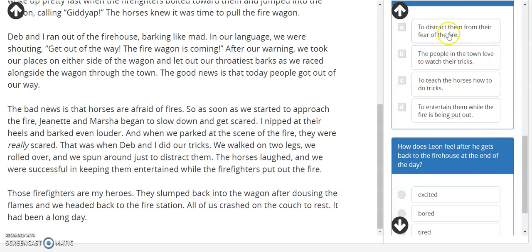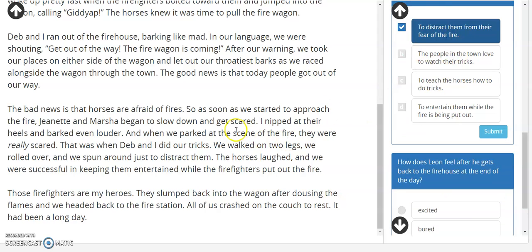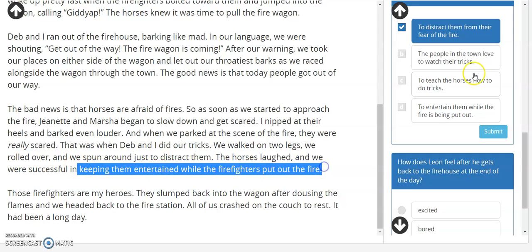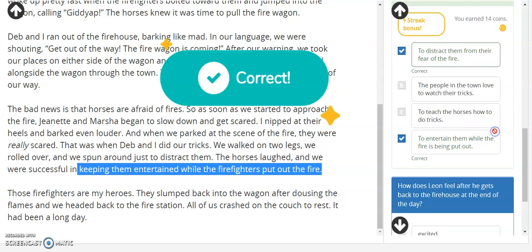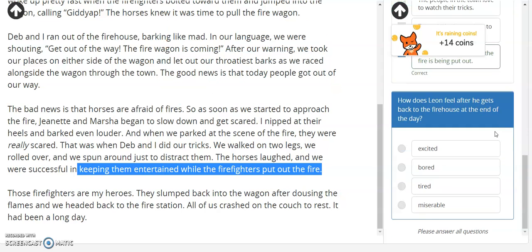Which one? Which ones? That one? Yeah, to distract them from their fear of the fire because they were really scared. And what's the other one? Yeah, to entertain them while the firefighters put out the fire. Excellent. Awesome. All right, this one.